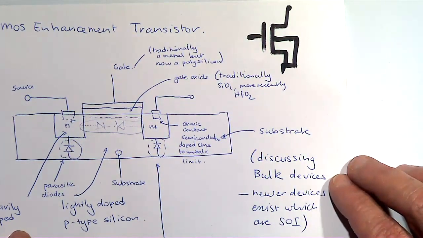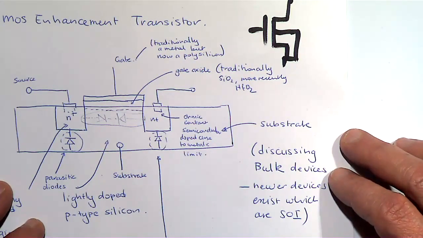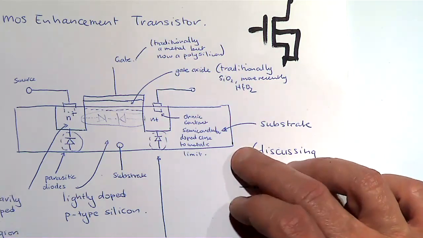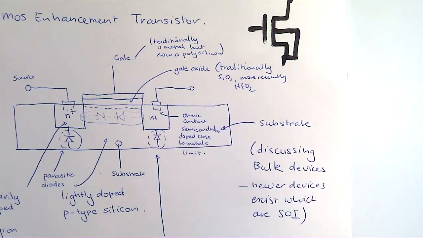Now here, I'm focused on bulk devices, right? There are some newer devices where, rather than using this lightly doped wafer, people have a wafer with an actual layer of insulator, and then deposit materials on top of that, and that's usually called silicon on insulator. It's a lot more expensive, but it has advantages in terms of latch-up. And it also has better high-frequency performance.